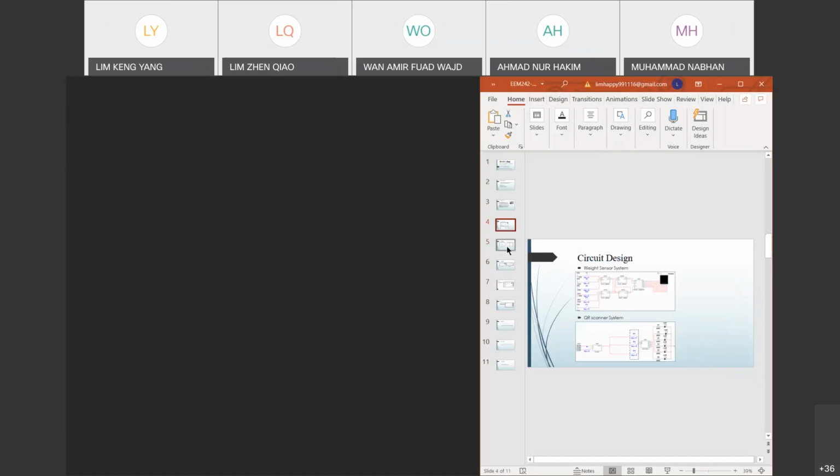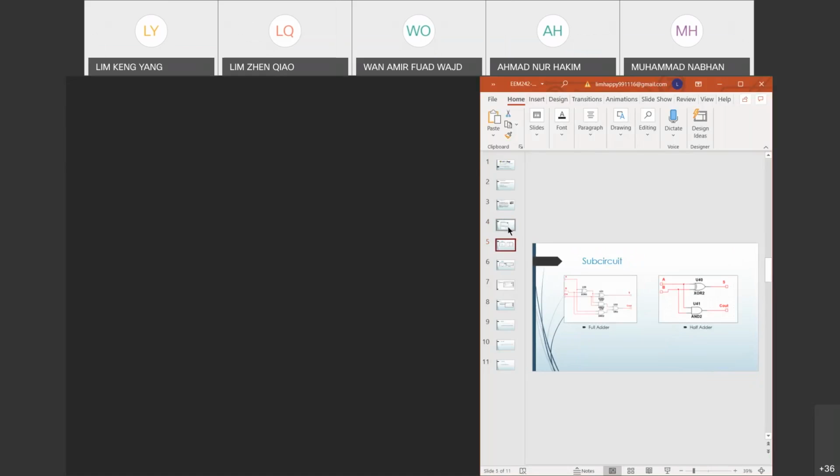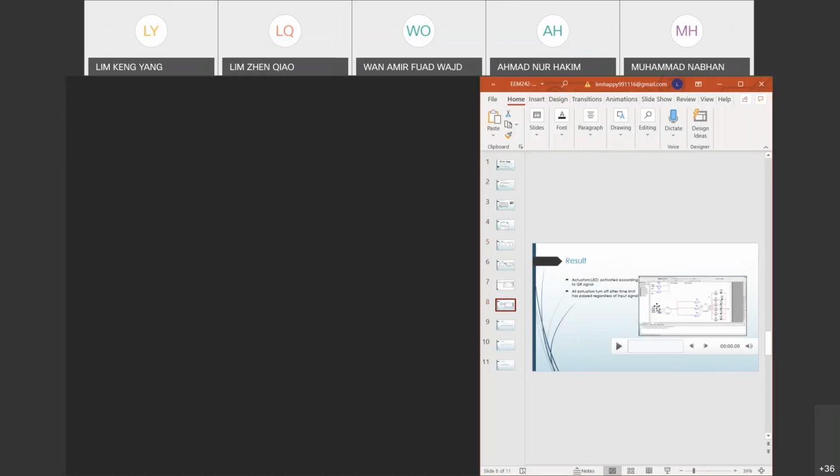So this is some of the sub-circuits I mentioned before. Because the circuit is too bulky, we have to save space. This is the full adder, half adder, and the timer circuit. As you can see, this timer is a whole page already. So, continuing to the result.